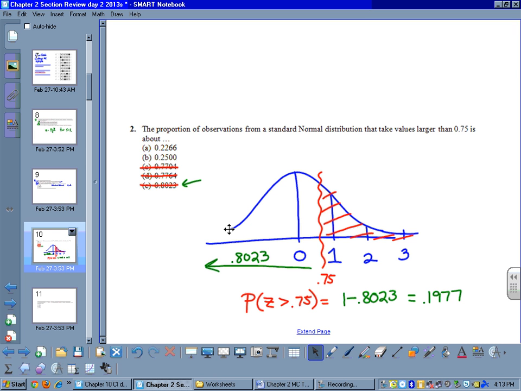So somewhere, something went wrong. Let's see, the answer was supposed to be A. So perhaps I looked it up incorrectly. Yes, I did. 0.75 is 0.7734. So we're going to do 0.7734 here. I completely apologize for the mix-up. I was looking at the wrong number. And finally, if we do 1 minus 0.7734, we get 0.2266, which is in fact answer A.